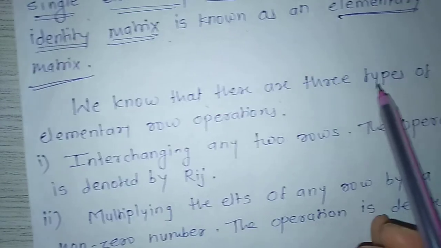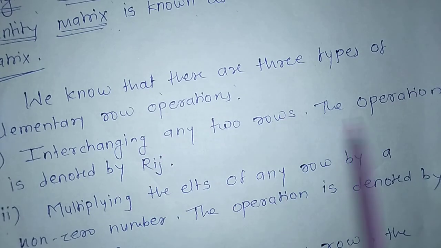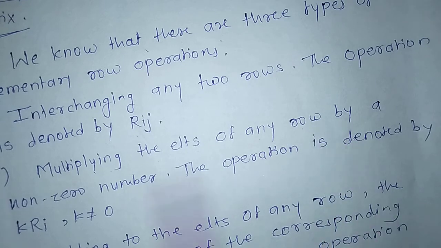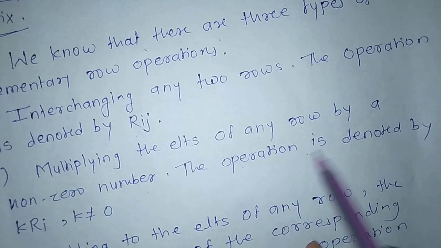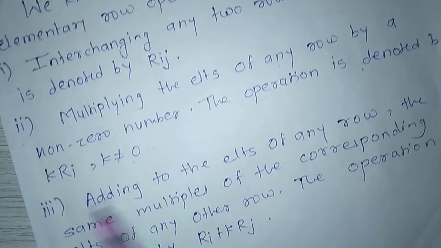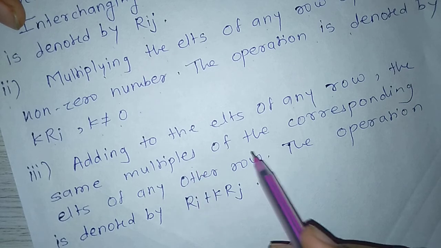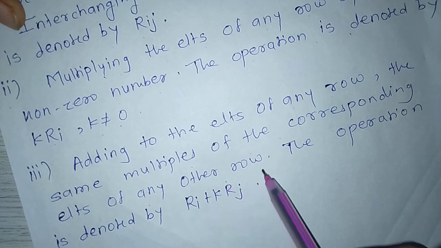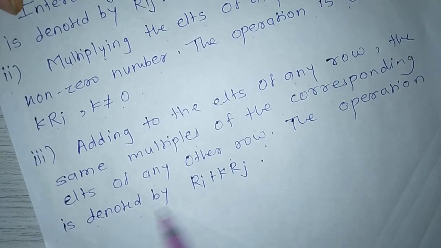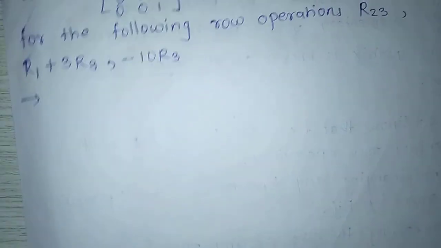We know that there are three types of elementary row operations. First, interchanging any two rows. The operation is denoted by Rij. Second, multiplying the elements of any row by a non-zero number. The operation is denoted by k into Ri, k is not equal to 0. And third is adding to the elements of any row the same multiples of the corresponding elements of any other row. The operation is denoted by Ri plus k into Rj. Next example.